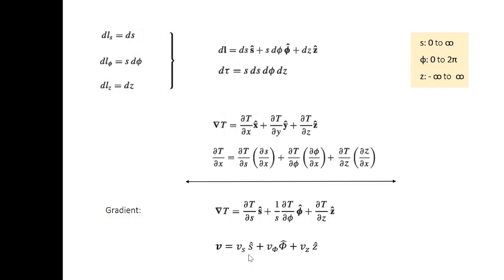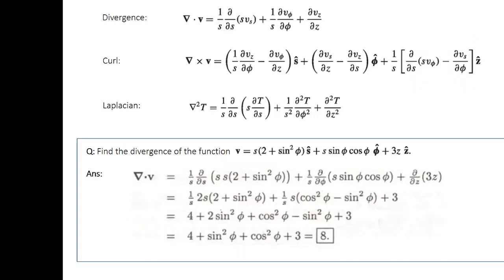Now if you choose a general vector V equal to Vs s cap plus V phi phi cap plus Vz z cap, you can derive the divergence of V equal to 1 over s dou by dou s of s Vs plus 1 over s dou V phi by dou phi plus dou Vz by dou z. Similarly, there are expressions for curl and Laplacian. I'm sure it's going to be very difficult for you to remember all these equations, so at least remember the first two, which are relatively easier: the gradient and divergence formulas.